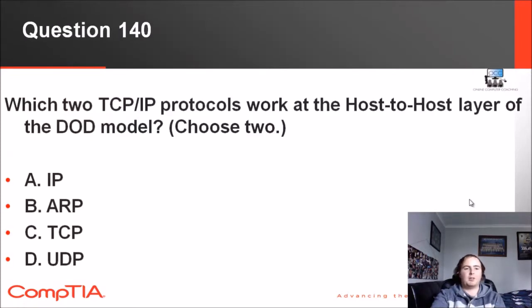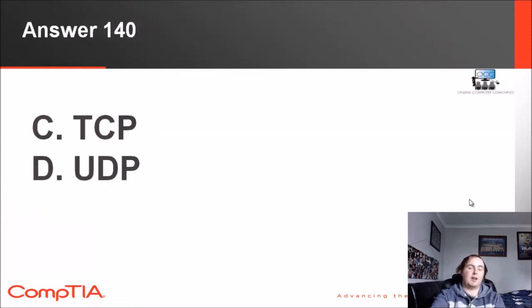Final one of the day, guys. Which two TCP/IP protocols work at the host-to-host layer of the DOD model? Choose two. So we've got IP, ARP, and TCP, UDP. Looking at these ones, the internet layer uses IP and ARP, not TCP. But in terms of host-to-host layer, it is TCP and UDP that computers generally use for those ones.